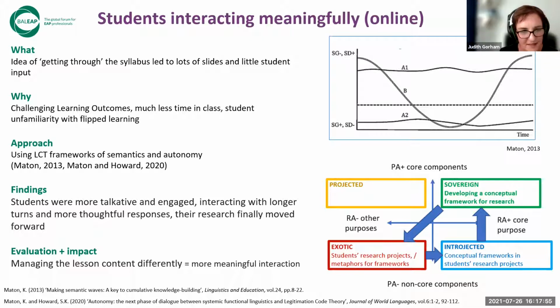So the approach that I took, I'd been reading about legitimation code theory frameworks, semantics and autonomy for cumulative knowledge building. And I decided to try to use these to help me. Semantic density, we can see in the graph on the right, semantic density here is about the density of meaning of a term.